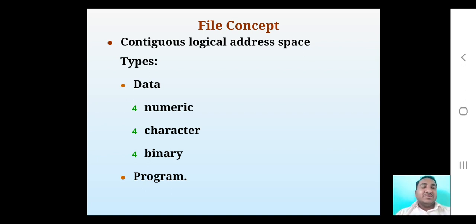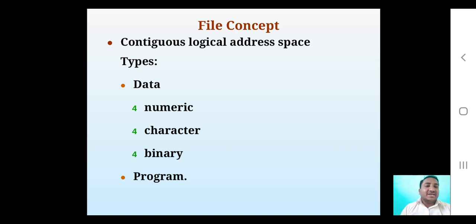You may have learned in your earlier studies also that a file is a contiguous logical address space, which can have different types based on the kind of extension that particular file has. Basically, the file is likely to be analyzed and understood in terms of its nature, that is, what type of data has been encoded in that particular file.